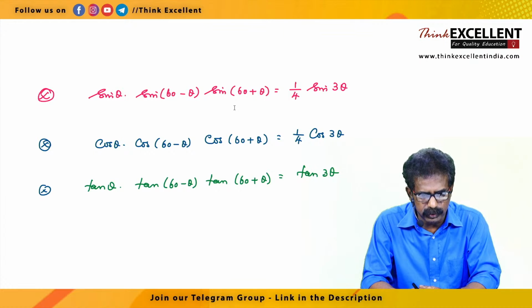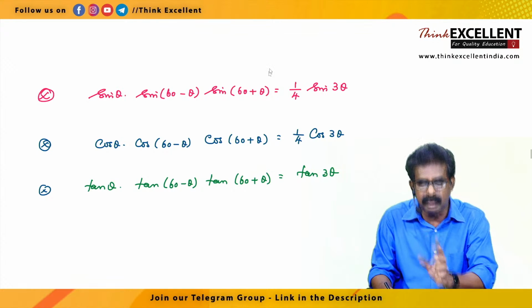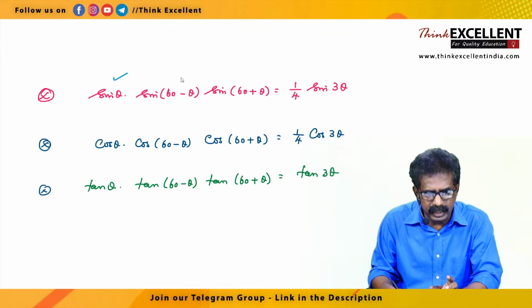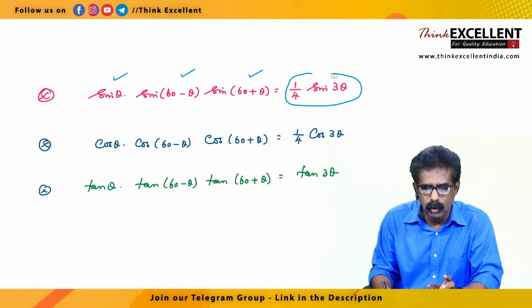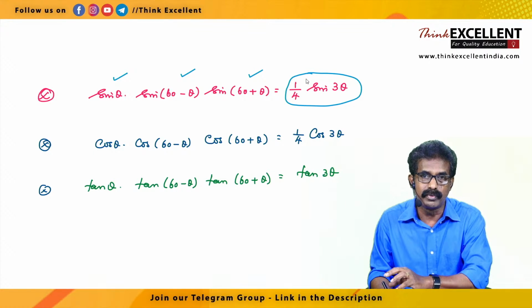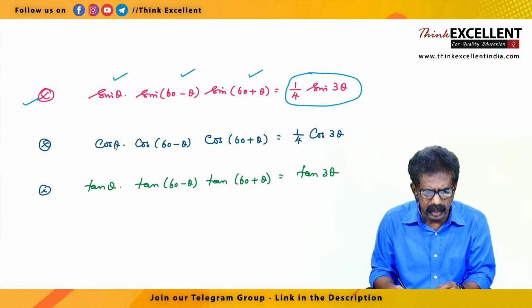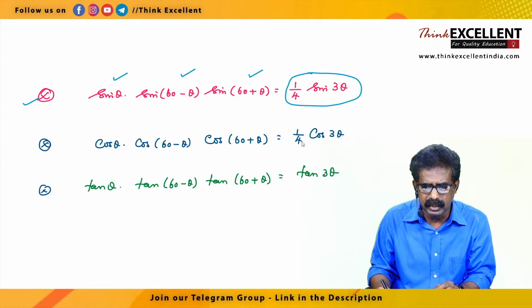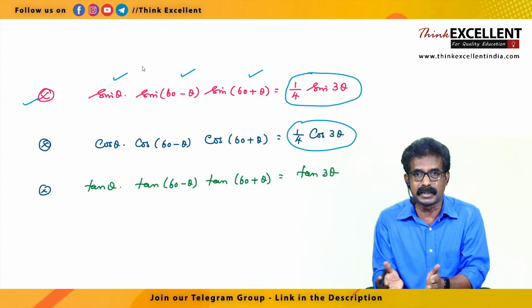Sin theta into sin 60 minus theta into sin 60 plus theta. This is a unique case. If it is only like this, 60 has to come. Sin theta, sin 60 minus theta, sin 60 plus theta, then the answer is 1 by 4 sin 3 theta. Same result is applicable for cos also. Cos theta, cos 60 minus theta, cos 60 plus theta. The answer is 1 by 4 cos 3 theta. You can remember very easily.